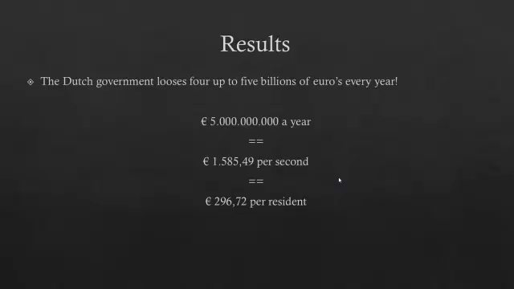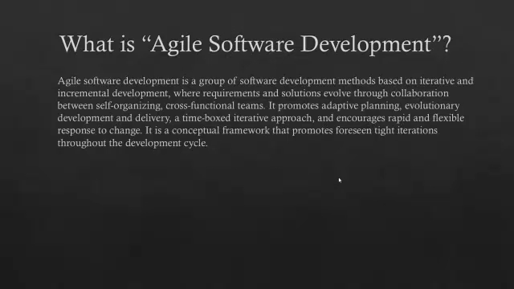If we look at the results in the Netherlands, this means that the Dutch government loses 4 up to 5 billion euros every year. So that's 1,500 euros per second and a total of around 300 euros per resident every year, over and over again. So we need to do something different, and that's where Agile comes in.